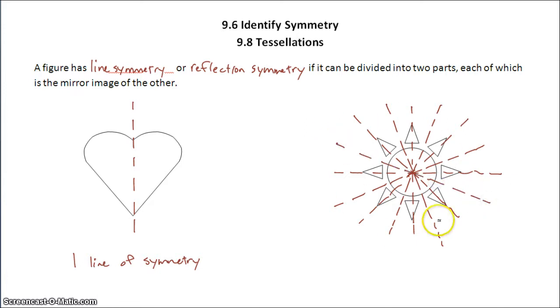So to identify this line symmetry, we just need to count the lines of symmetry. Now be careful. A lot of students will count 1, 2, 3, 4, 5, 6, 7, 8, 9, 10, 11, 12, 13, 14, 15, 16 and say that there are 16 lines of symmetry. But there's not 16 lines of symmetry. When I count 1, 2, 3, 4, 5, 6, 7, 8, there's only 8 lines of symmetry. So line symmetry is identified by how many lines of symmetry there are.